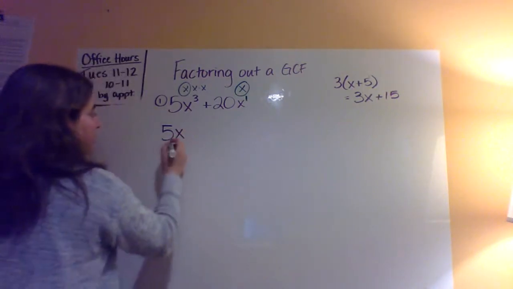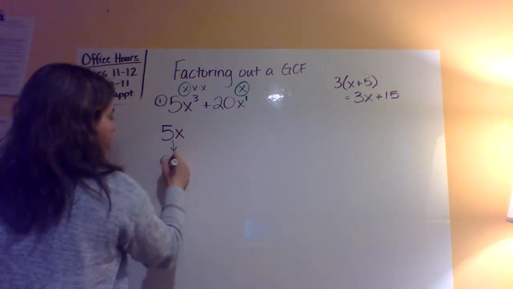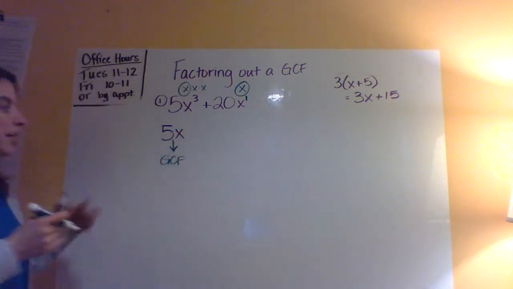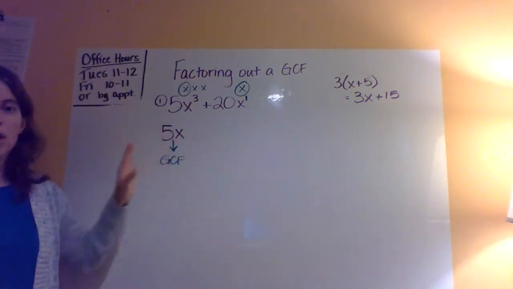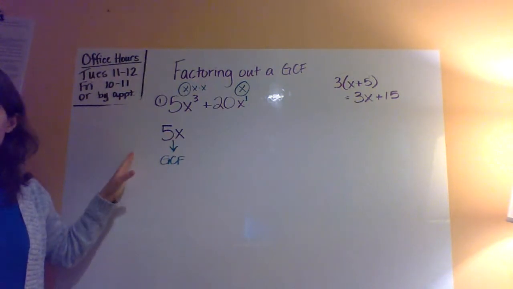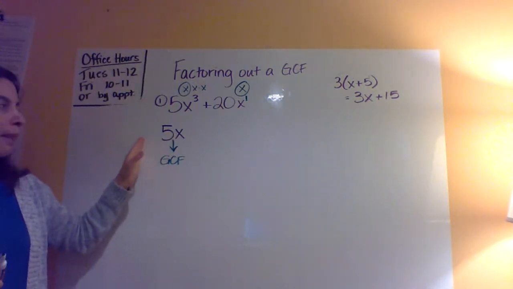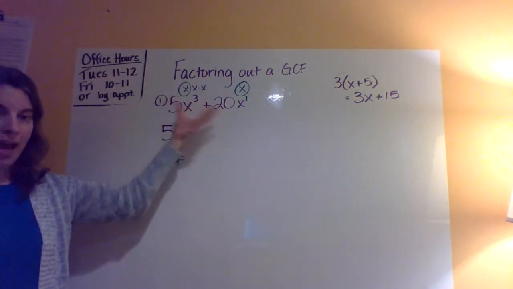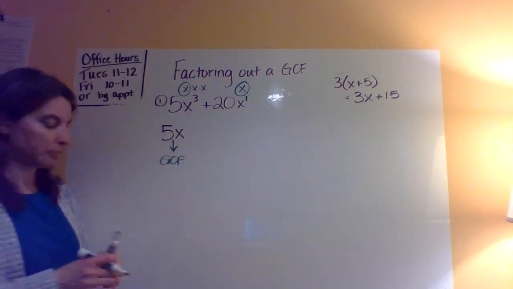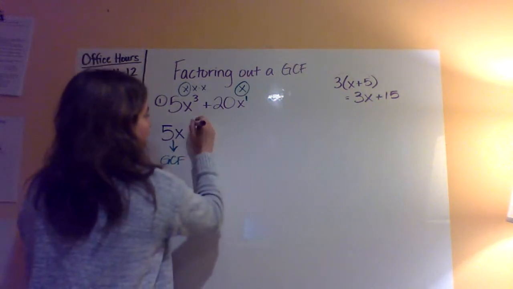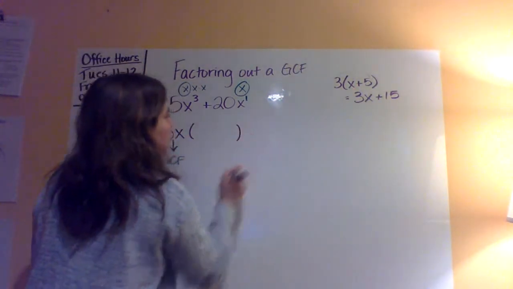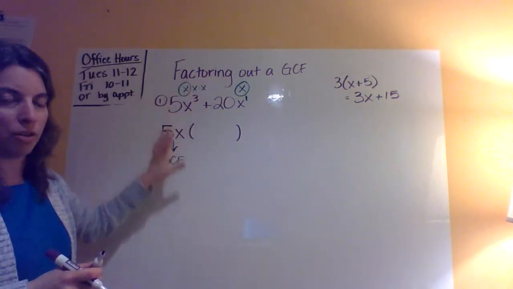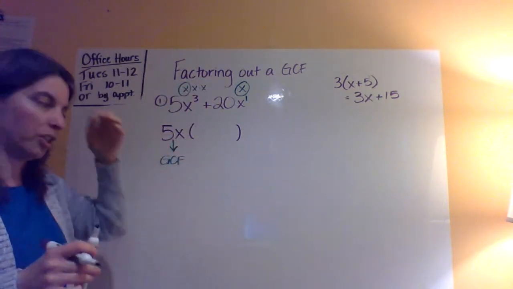Now this is my GCF. Okay, this is my greatest common factor. It's the biggest factor that they both have. If I'm just asked for my GCF, it would be 5x. However, if I am asked to factor this, or to factor out the GCF, then I want to show that 5x times something multiplies to give me this part, right? So the GCF is only part of that answer.